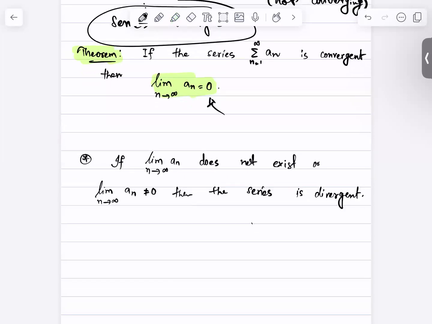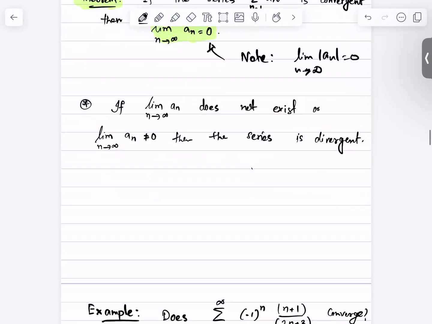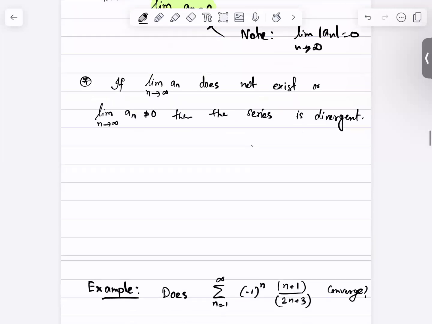So note that this condition can also be replaced by limit of modulus of an equal to 0, because if an goes to 0 as a sequence, then modulus of an also goes to 0, and the other way is also true. Okay, if the limit of an does not exist or is not equal to 0, then the series is divergent.